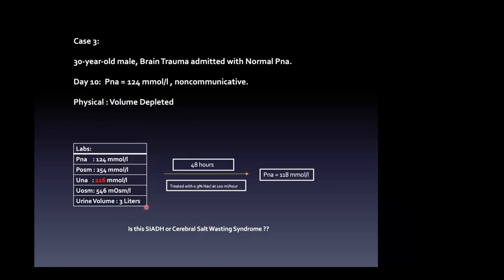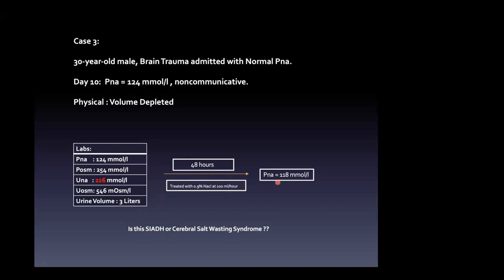Another clue is that patients with cerebral salt wasting syndrome typically have high urine volumes, whereas patients with SIADH typically have normal or kind of low urine volumes. Okay. So for the next 48 hours, this patient was treated only with normal saline. And despite that, his plasma sodium went down to 118. Now, this can happen. This is tricky. This can happen in both SIADH or in cerebral salt wasting.